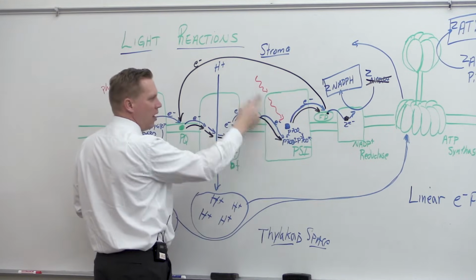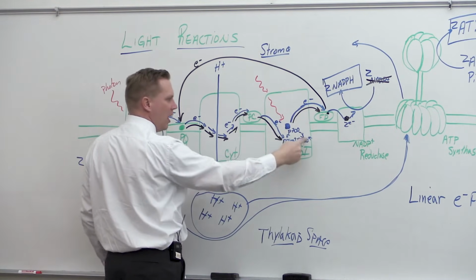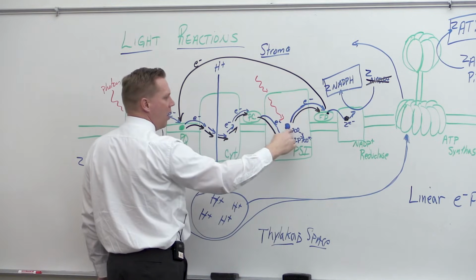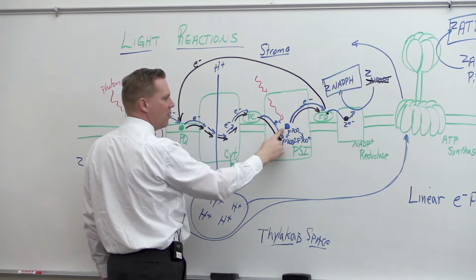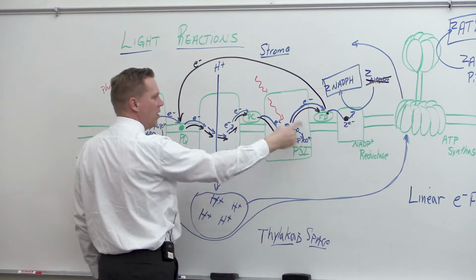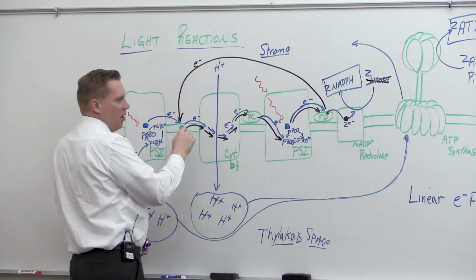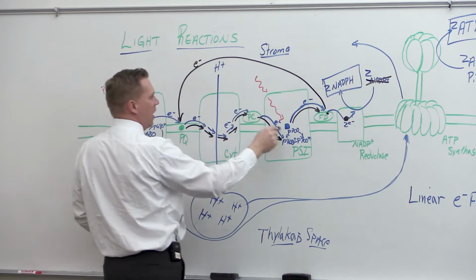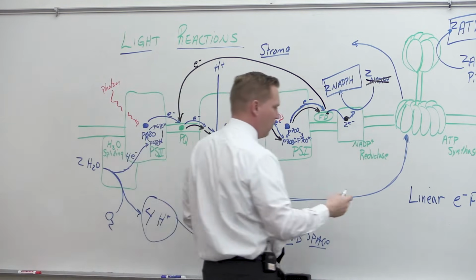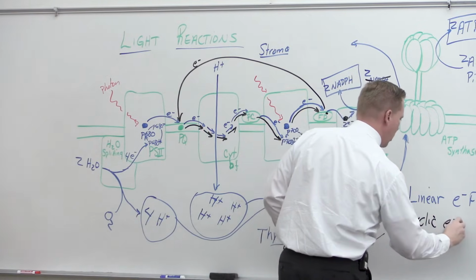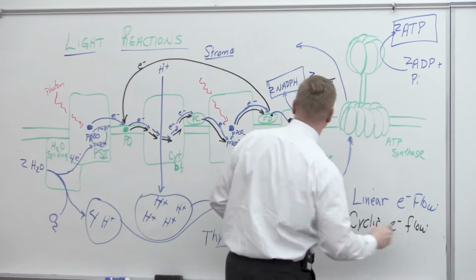We're having photons of light. We have to have these photons of light continually running, energizing these electrons on the P700 reaction center to keep this cycle going. But what you can see already is perhaps why this is then called cyclic electron flow. So we'll write that in black, cyclic electron flow.